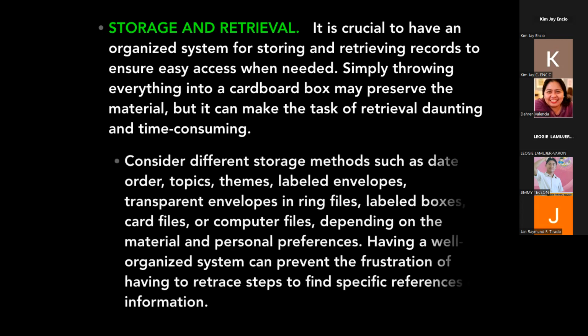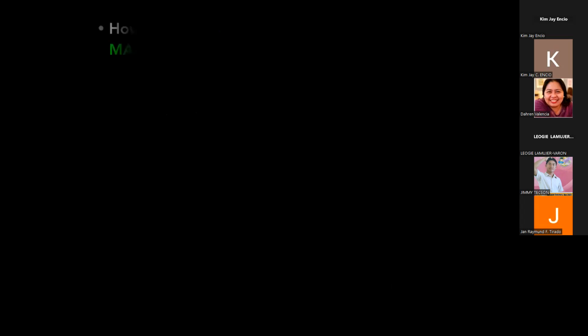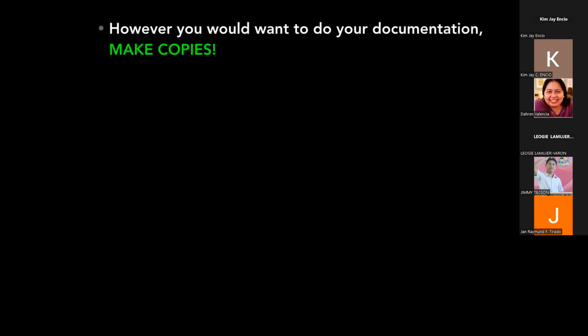Consider different storage methods such as date, order, topics, themes, labeled envelopes, transparent envelopes in ring files, labeled boxes, card files, or computer files, depending on the material and personal preferences. Having a well organized system can prevent the frustration of having to retrace steps to find specific references or information. So, in conclusion, however you want to do your documentation, you just have to make copies.